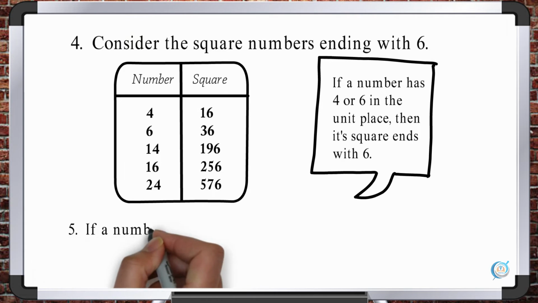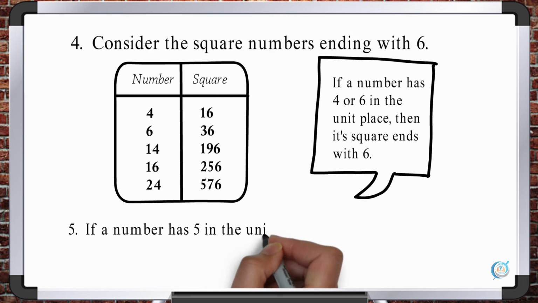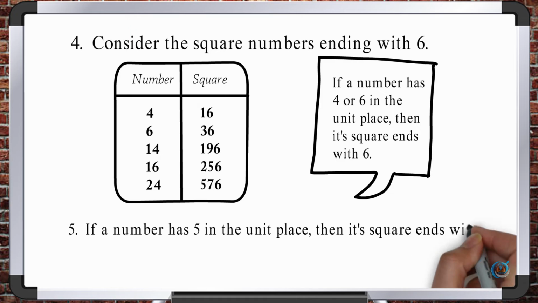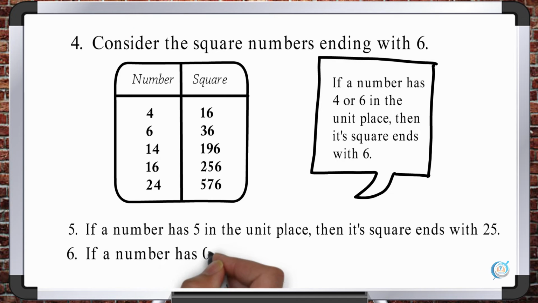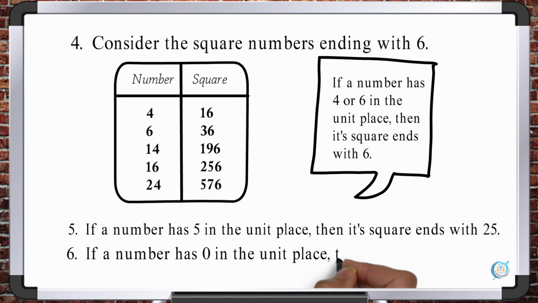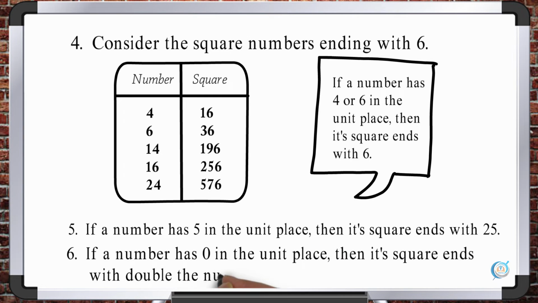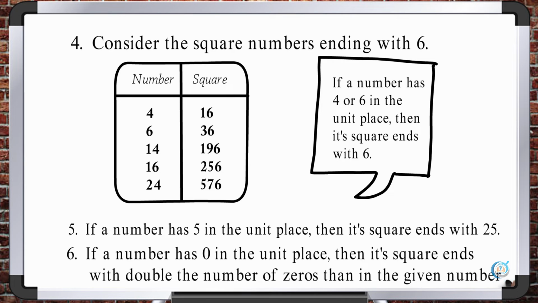Fifth property, if a number has 5 in the unit place, then its square ends with 25. And if a number has 0 in the unit place, then its square ends with double the number of zeros in the given number. If the given number has 2 zeros at the end, then the square number will have double, that is 4 zeros.